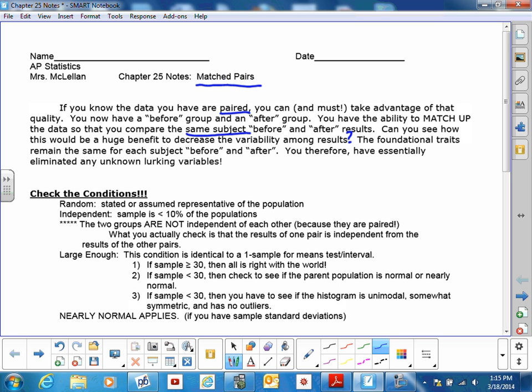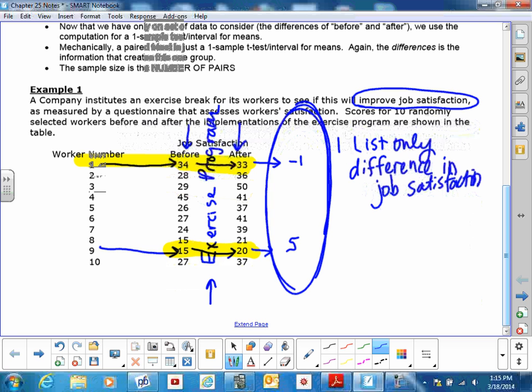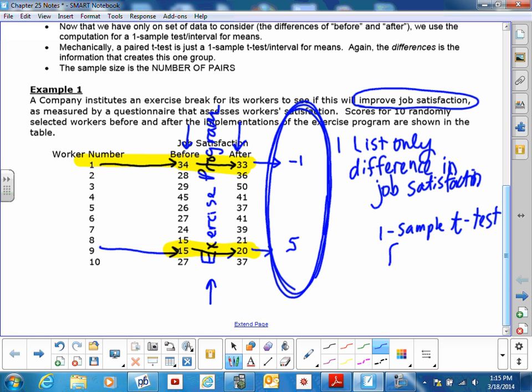Now, since we are only interested in this one list, we essentially do all the computations just like we did for a one sample t-test or interval, okay, whatever it is that we do, and instead of saying for means, we say for paired data, or for matched pairs, whatever, those two words are synonymous, okay?